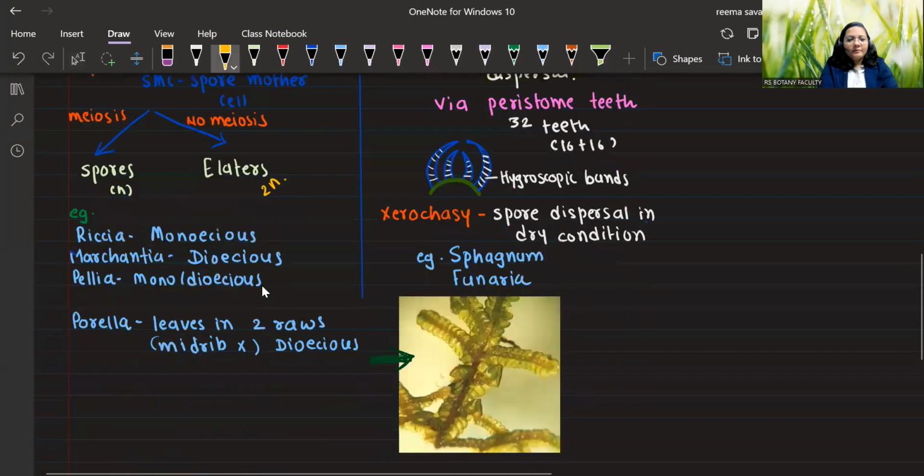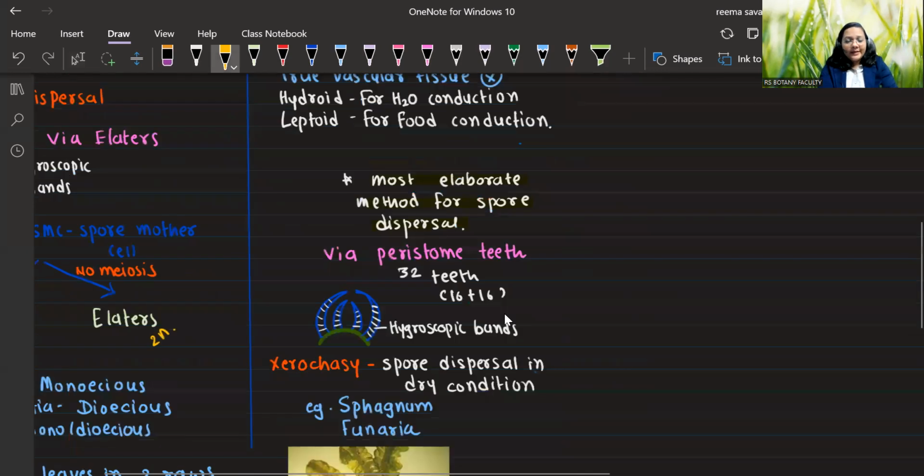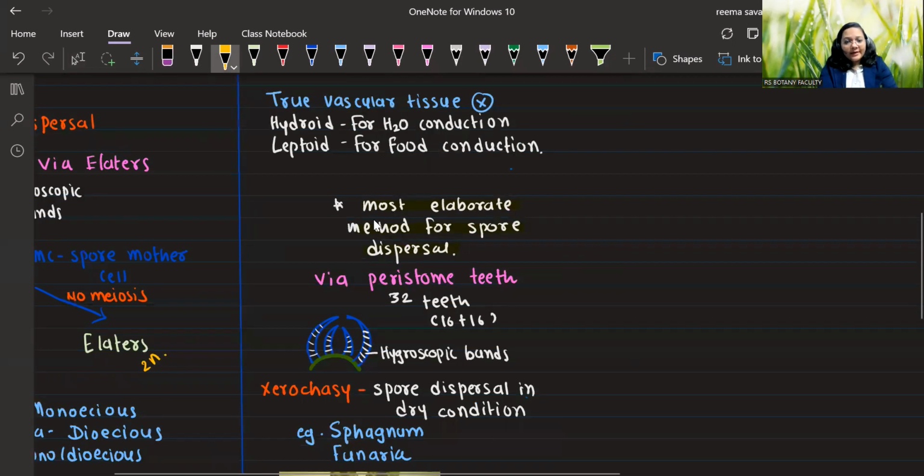What are common examples of liverwort? Riccia, Marchantia, Pellia, Porella. There are 4 examples: Riccia, Marchantia, Pellia, Porella. And in Porella, leaves are present in 2 rows. It is a dioecious plant, right? So this is Porella.